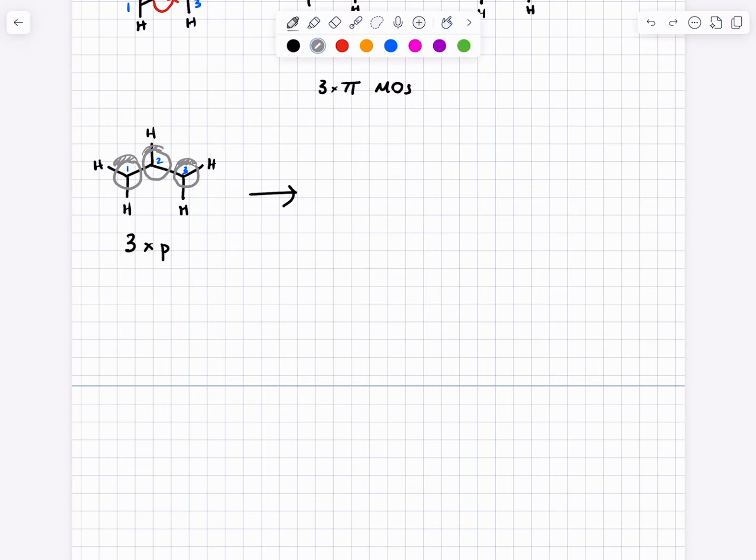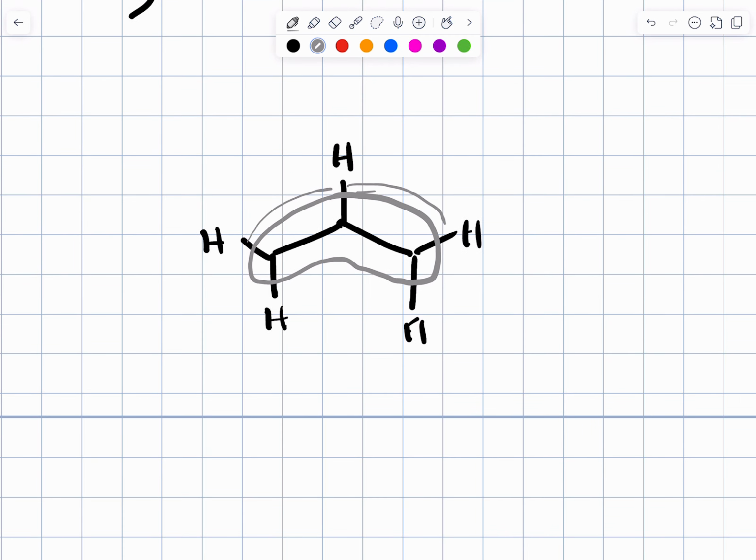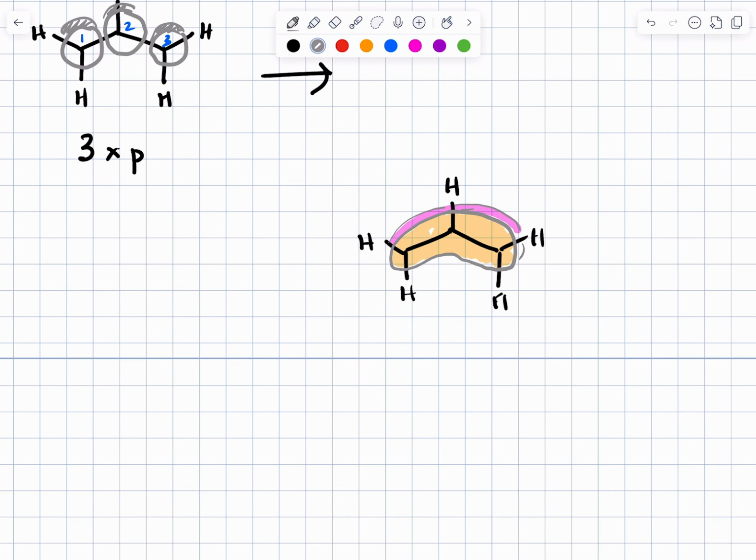The lowest energy combination is the easy one, and that is where all 3 p orbitals on all 3 carbons combine with each other with the same wave function sign. So there should be a continuous lobe of electron density above the plane of the page and a continuous lobe of electron density below the plane of the page. Sometimes it's difficult to envision where this is coming from. This is what you would get.